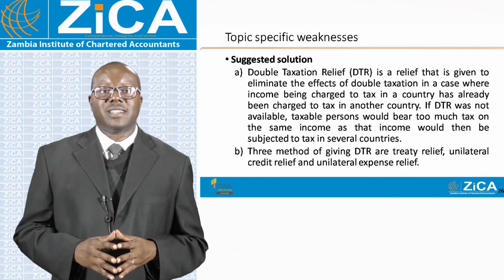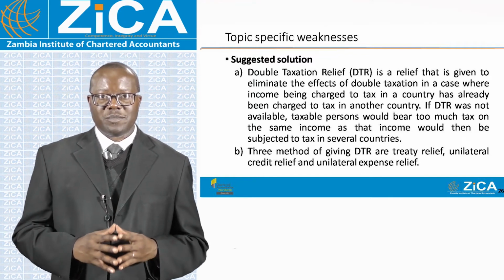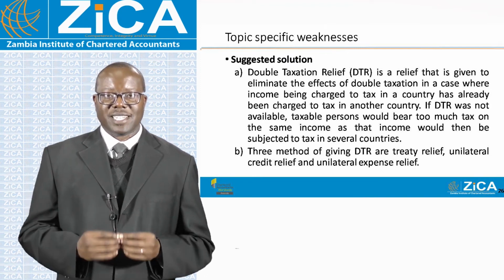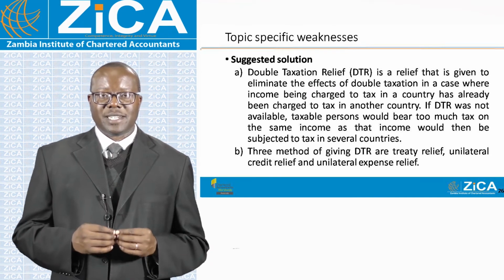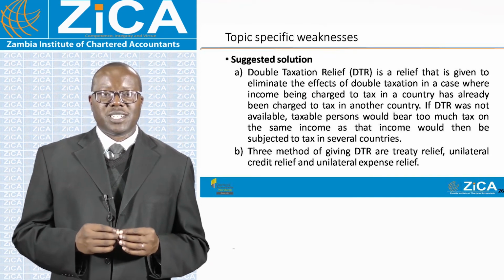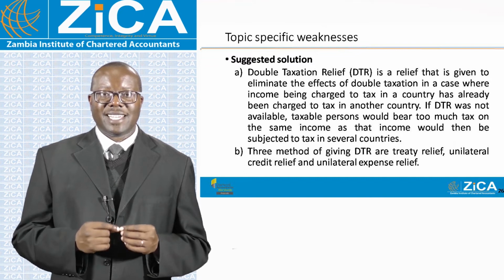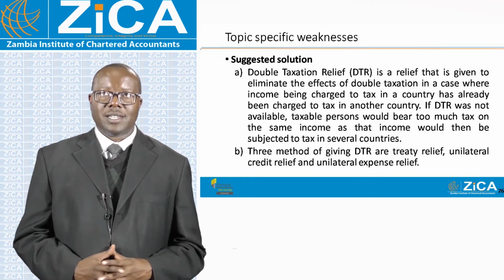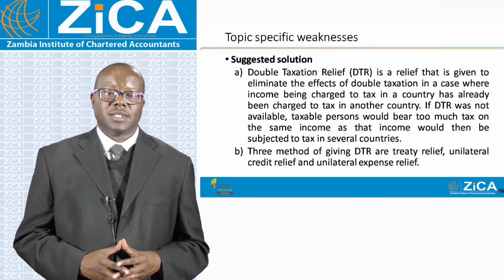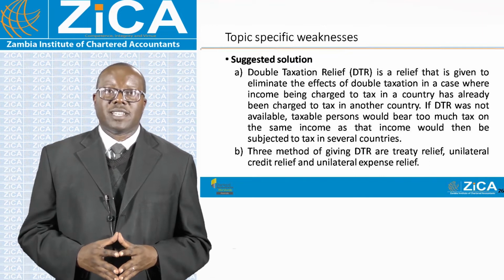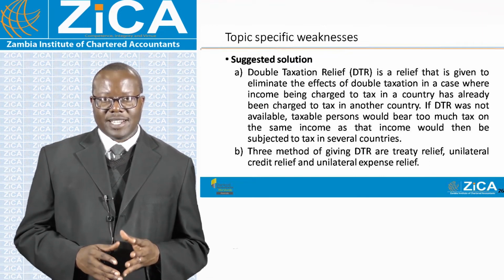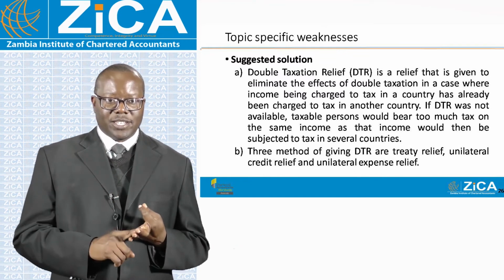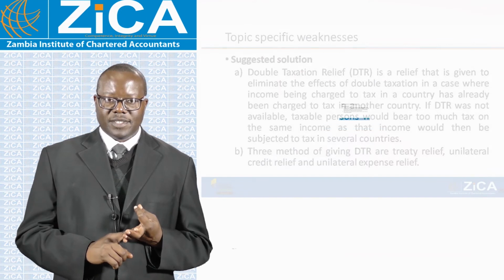It is a relief that is given to eliminate the effects of double taxation. Double taxation would reduce income significantly. When it is eliminated, income will be reduced only in the manner that it would if tax was charged on it only once. Part B. Three methods of giving double taxation relief are treaty relief, unilateral credit relief, and unilateral expense relief.